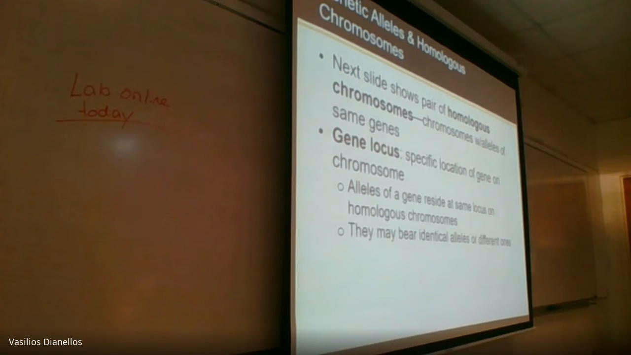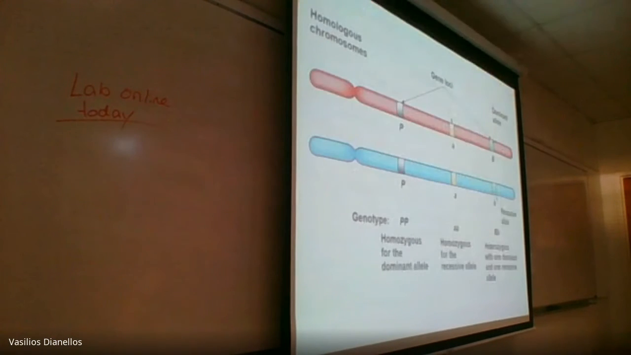The next slide I'm going to show you is going to be a pair of homologous chromosomes. There's nothing to write down on this. This is just an introduction of what I'm about to show you. And then when I show you, you can write it down if you want. But actually, I'll just go ahead and show you. Here we have a pair of homologous chromosomes.